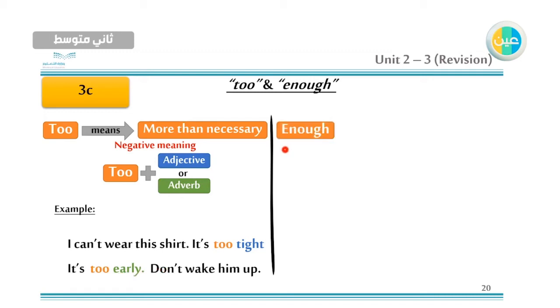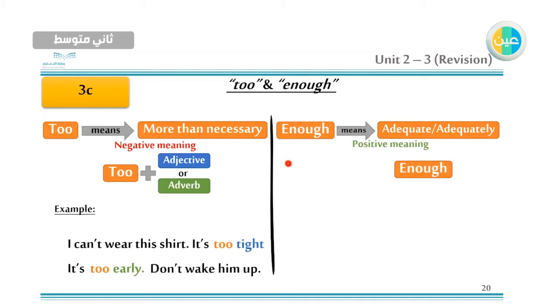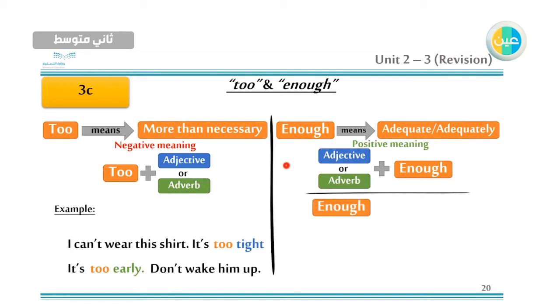Alright, now let's talk about enough. Enough means adequate or adequately, just the right amount, okay? And it has a positive meaning. And enough usually comes after the adverb or the adjective, and sometimes it's followed by a noun. Okay, it comes before the noun and after the adjective or the adverb. Okay, here are some examples.